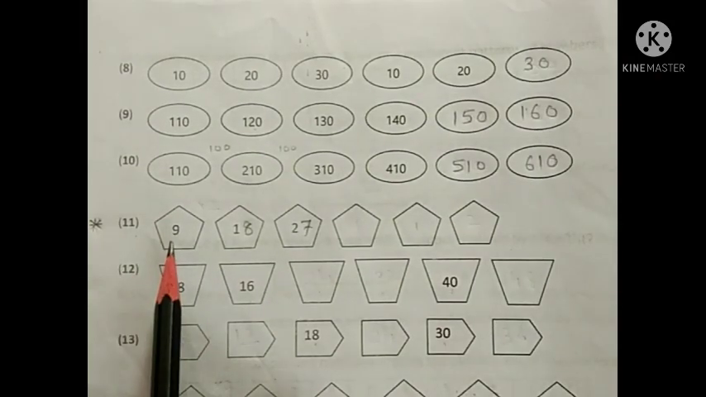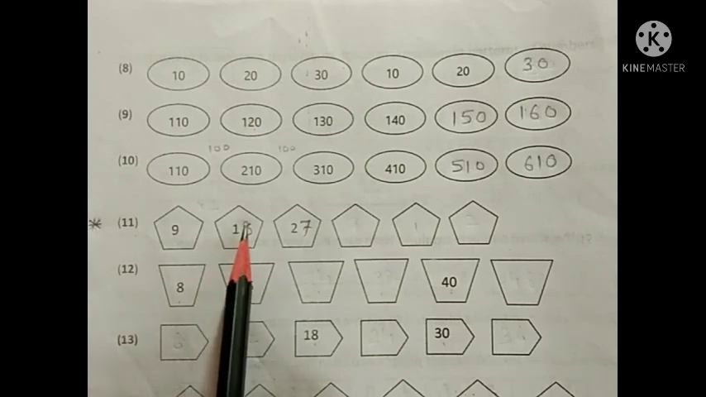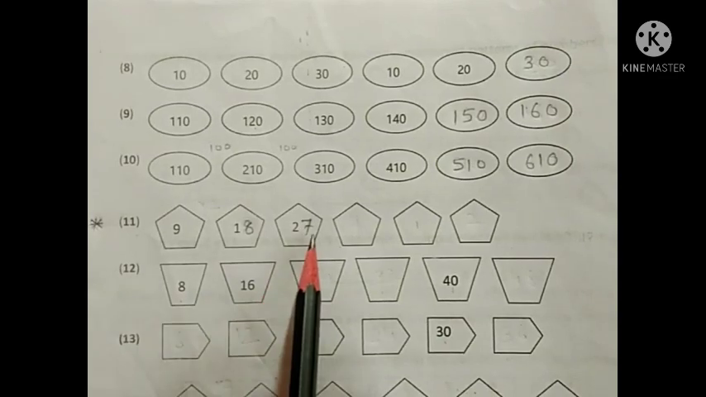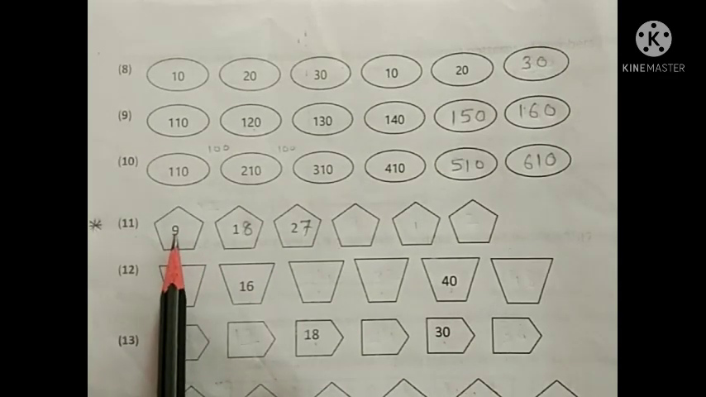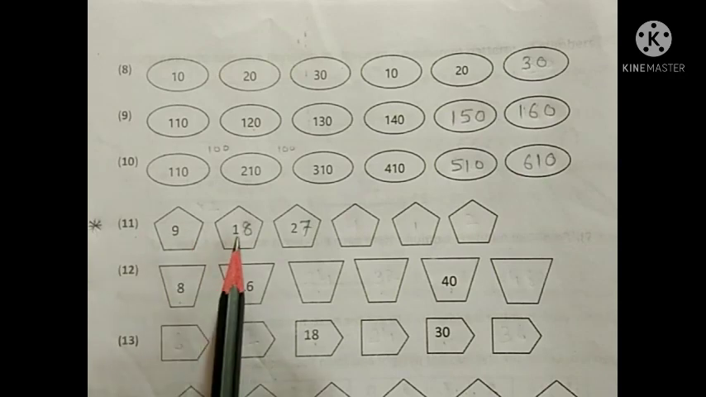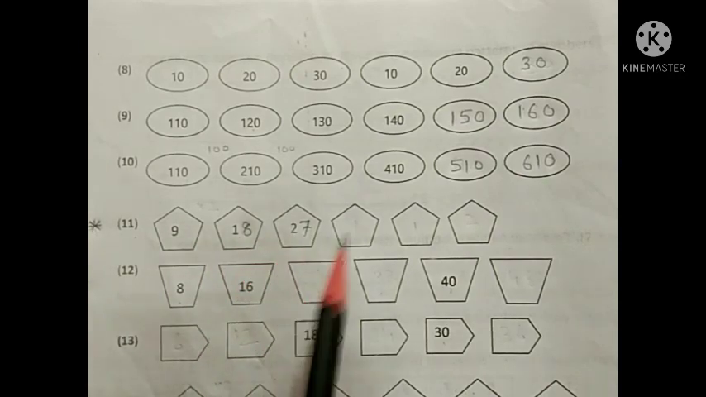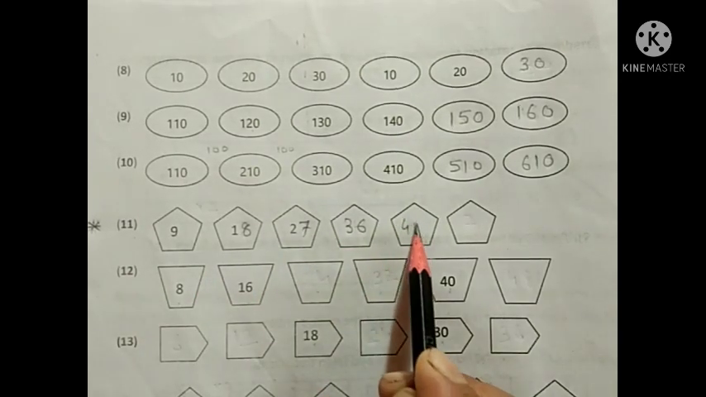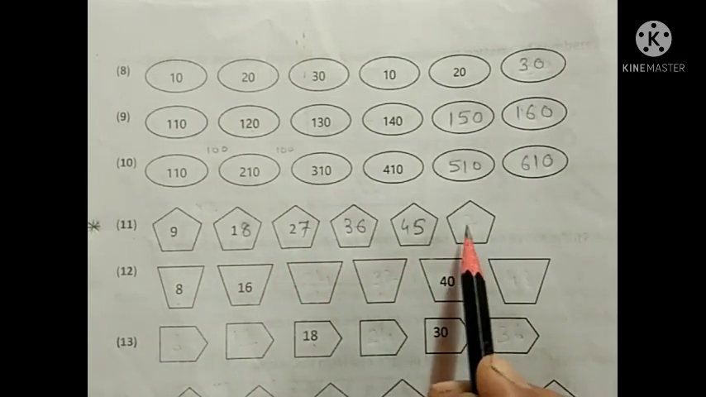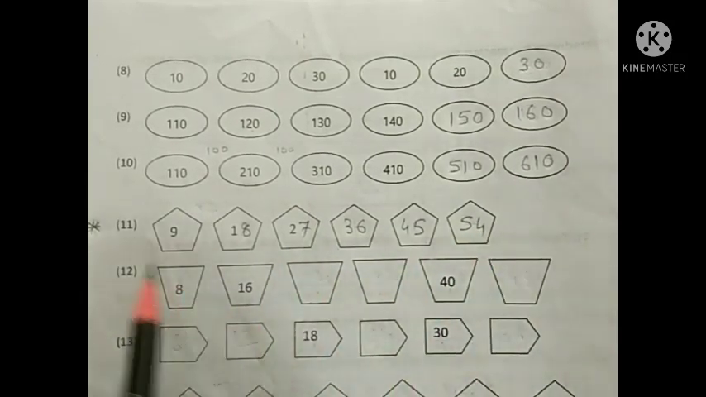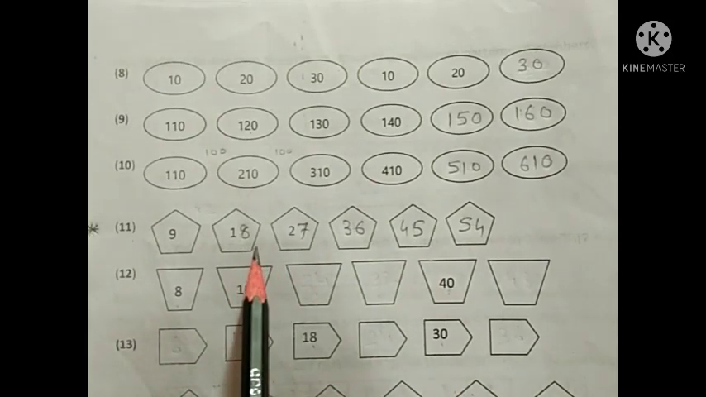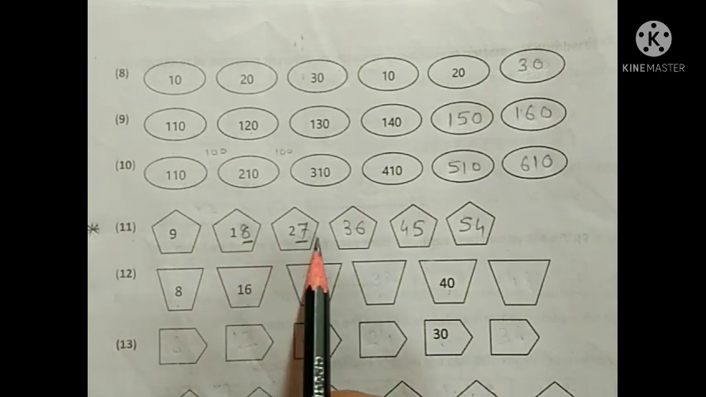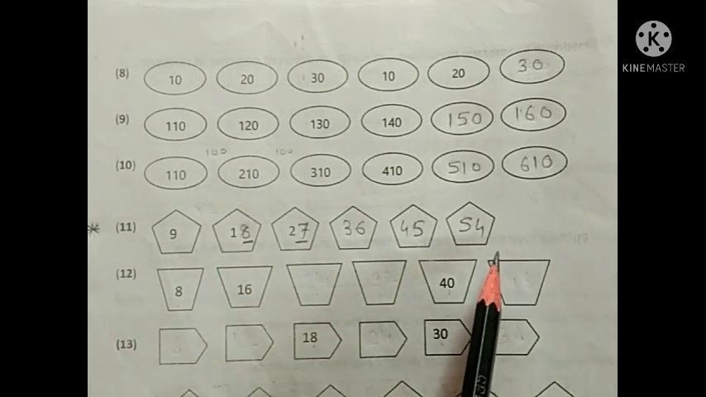Now in question number 11, there is a printing mistake: here it should actually be 8 and here 7, and this one 27, so it is the 9 table. 9 1 is 9, 9 2 is 18, 9 3 is 27, 9 4 is 36, 9 5 is 45, and 9 6 is 54. So the printing mistakes are there and you have to correct them. Here you have to write 18 and here 27, and then you continue the pattern.